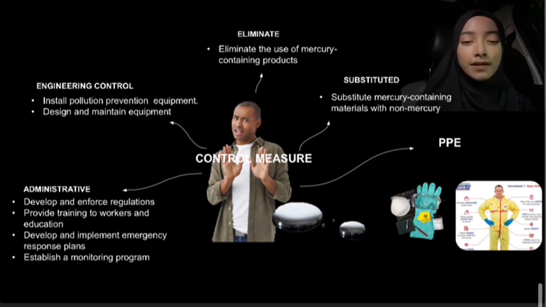Next, effective environmental protection necessitates the development and enforcement of regulations to curb mercury use. Additionally, providing training to workers and education is vital. Awareness is the first step towards change. Moreover, ensure the safety of our workforce by providing personal protective equipment, which is PPE. Lastly, develop and implement emergency response plans to address unforeseen mercury incidents effectively.